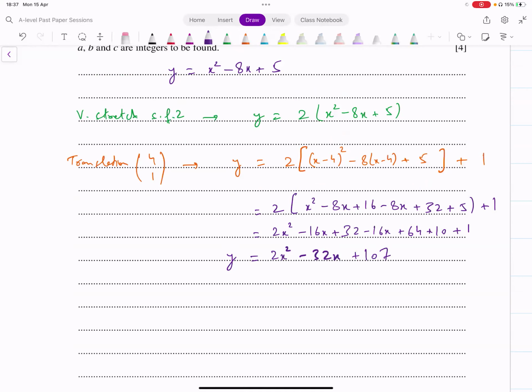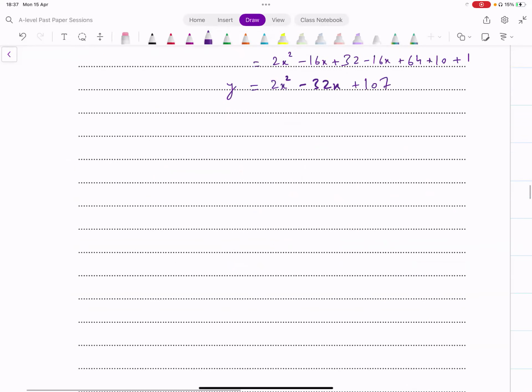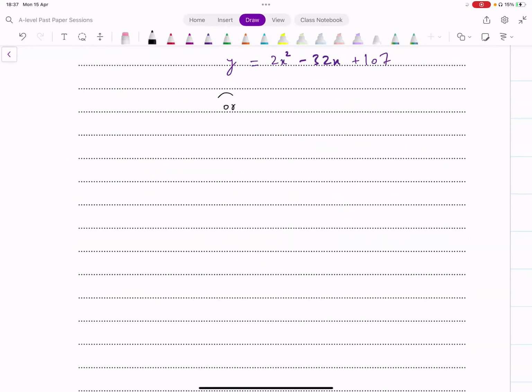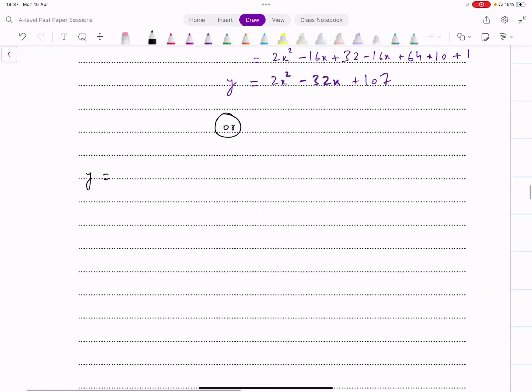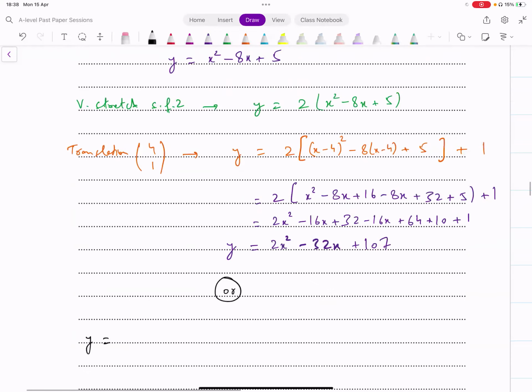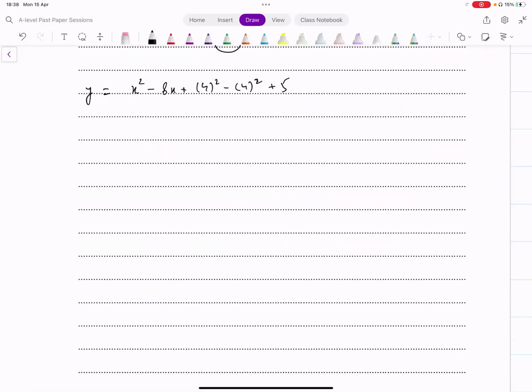Another possibility could be to complete the square first, and that will probably make it easier to understand the transformations. So what would be the completed square form of this? You would say x squared minus 8x plus 4 squared minus 4 squared plus 5. And the completed square form would look something like this: x minus 4 whole squared minus 16 plus 5. That's minus 11. Right? And then you could apply those transformations.